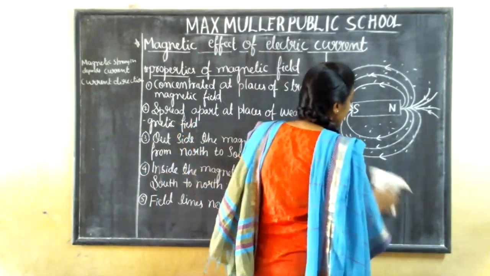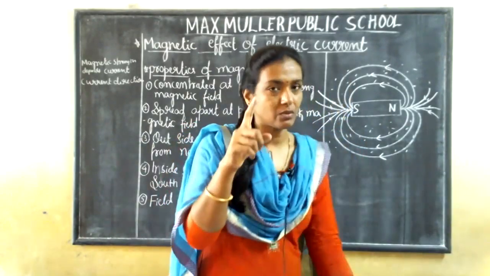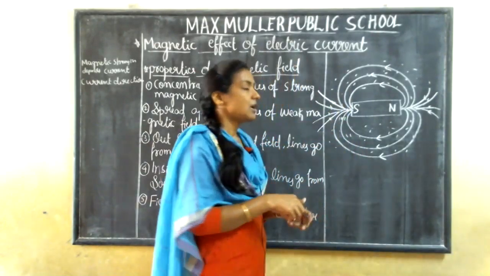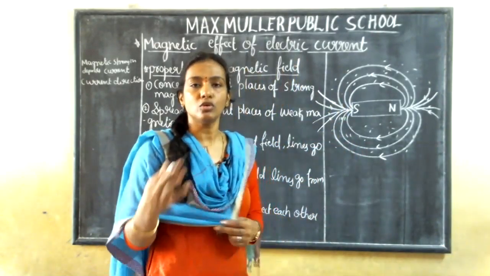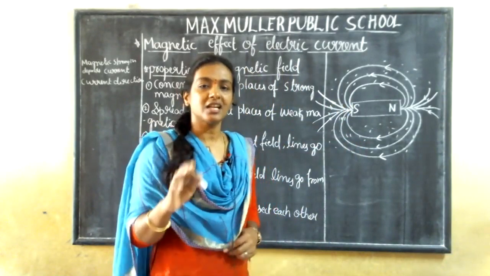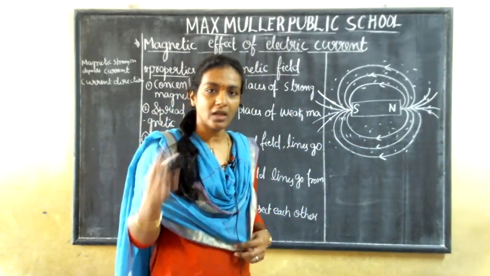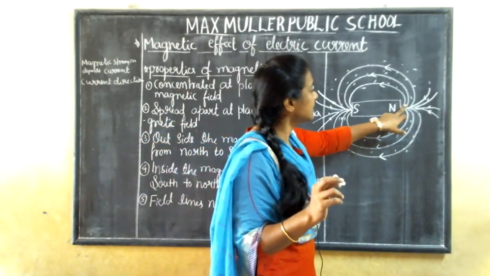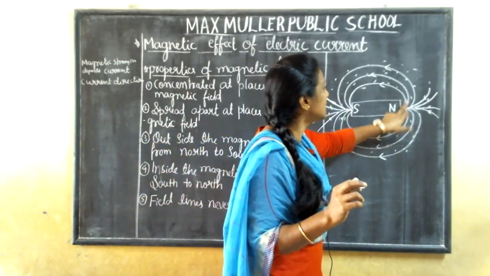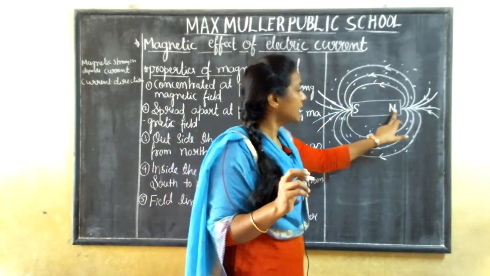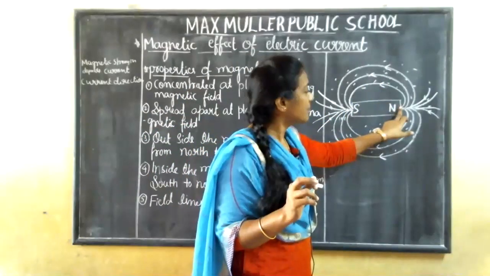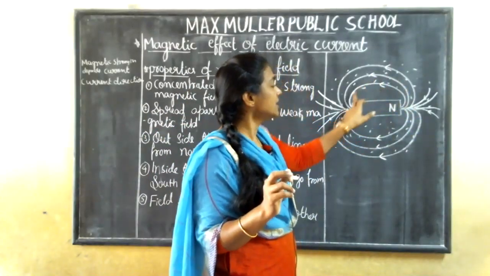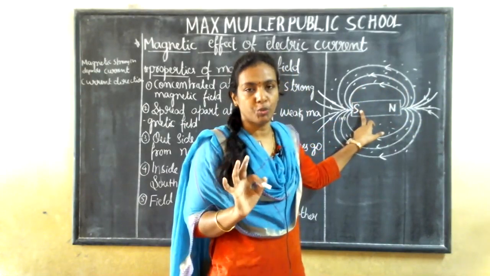So the properties, keep it in mind, children, always, because this year you are getting more objective questions. These kinds of questions you might get. Let me tell you that later. So here, the magnetic lines are emerging from the North Pole and merging in the South Pole.